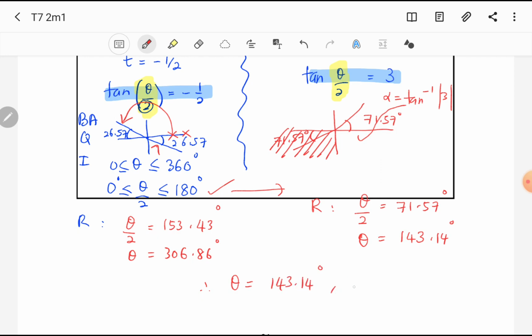As the conclusion, theta equal to 143.14 degrees, another one, 306.86 degrees.